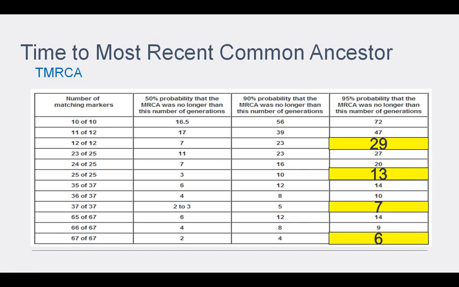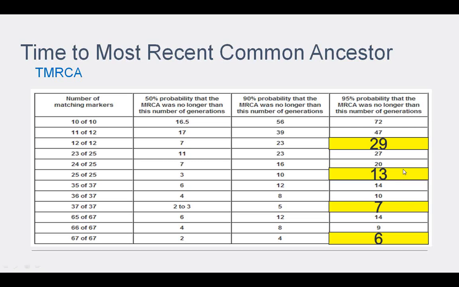Beyond 37 markers, we don't drastically improve the time frames anymore, we slightly improve. So at the 67 marker level, we can reduce that to 6, and then at the 111 marker level, which is not on my chart, we can reduce that to 5, or thereabouts. And again, that's in 95% of the cases.